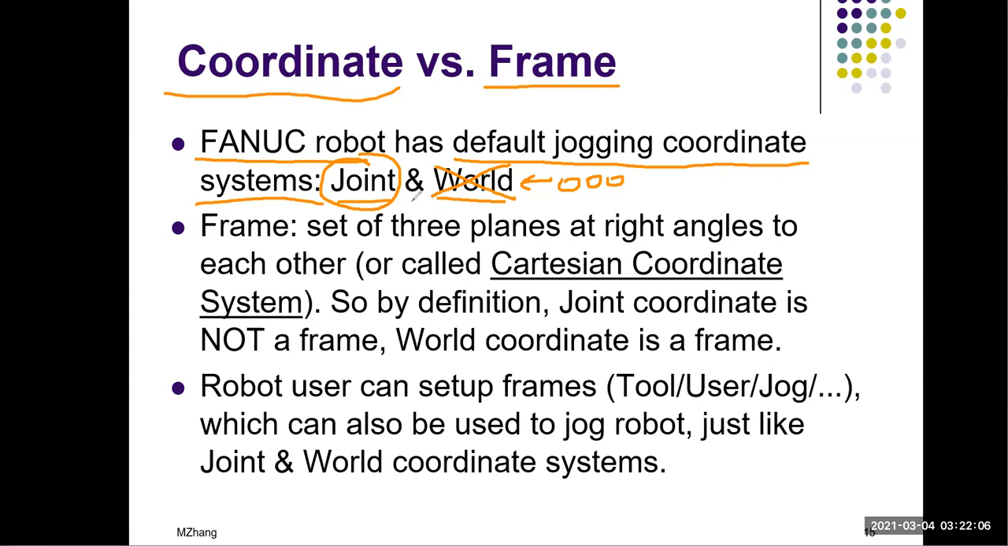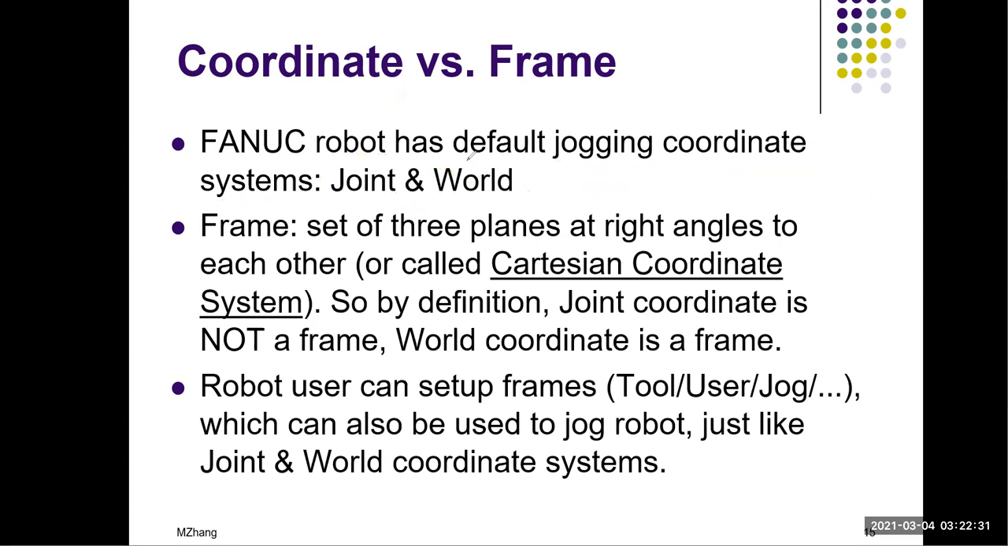But you always have joint, because the six axes can always be moved around. Then you can define the zero, and on top of that, you can have the world coordinate back. That process is called calibration, but that's not the focus of this video. I just want you to understand what I mean by the default jogging coordinate system.